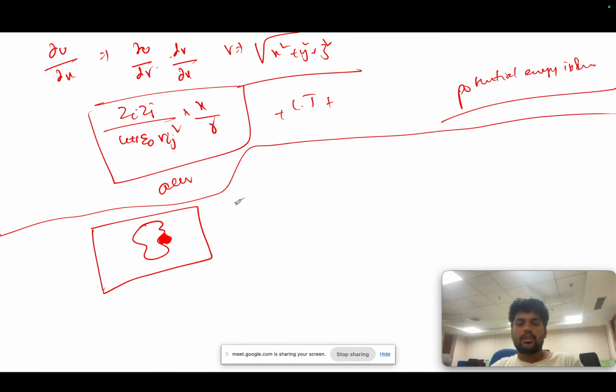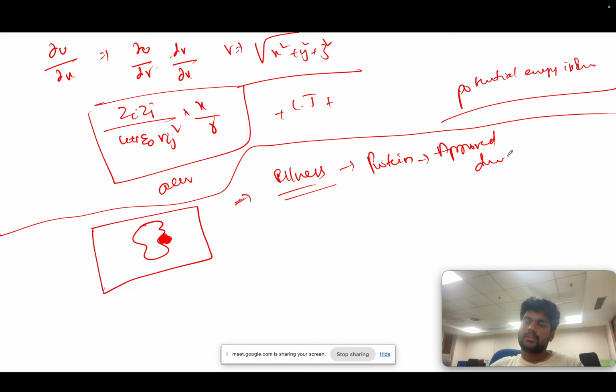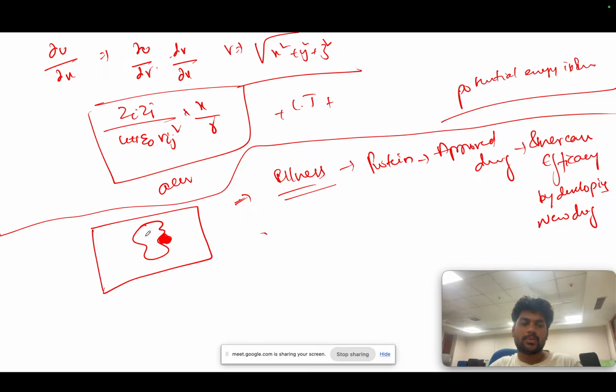Suppose somebody has an illness, and you know the protein causing that illness, and you know that in the market there is one approved drug for that particular illness. Now your objective is to increase the efficacy by developing a new drug. So you will take the protein initially, apply the drug, and run the MD simulation to understand the effects of the drug on the protein.